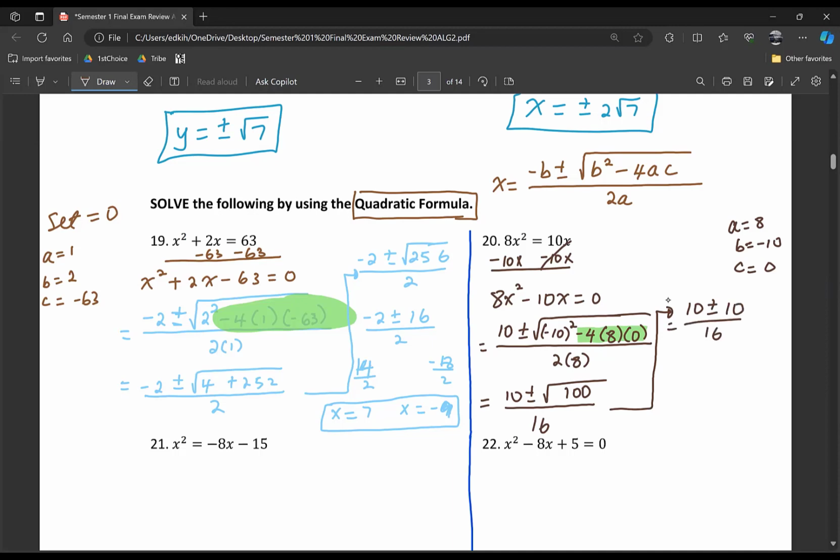Let's finish this problem up. So the first part, 10 plus 10 over 16. So we have x equals 20 over 16. Yes, we'll simplify that in a moment. The second answer is 10 minus 10 over 16. So we have 0 over 16. So our final answers are 5 over 4, and the second answer is 0. There you have it, your two solutions right there.